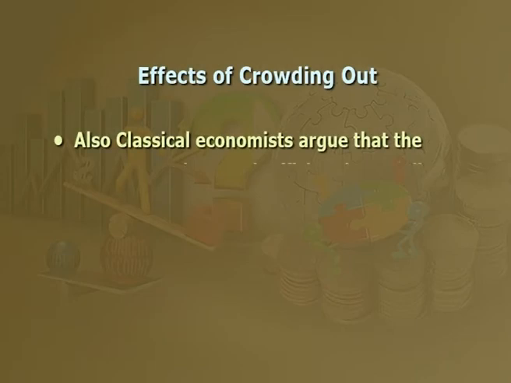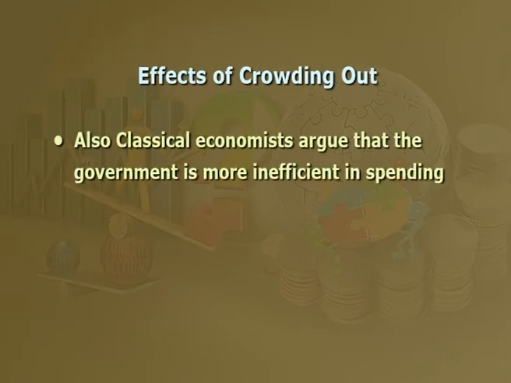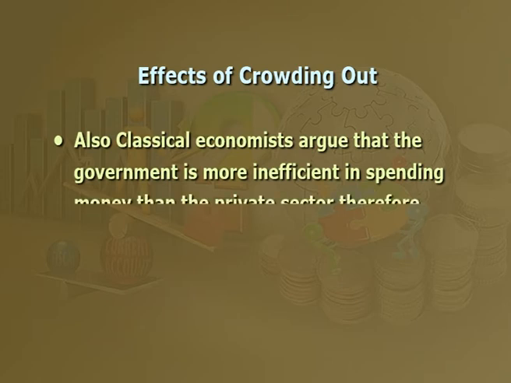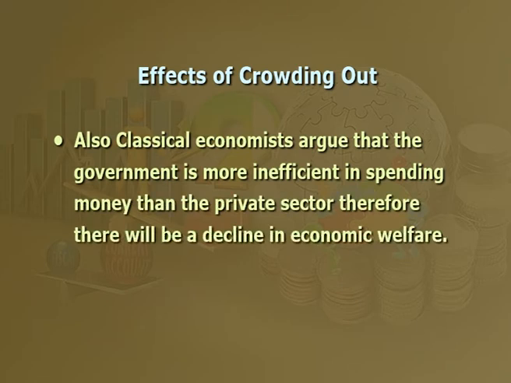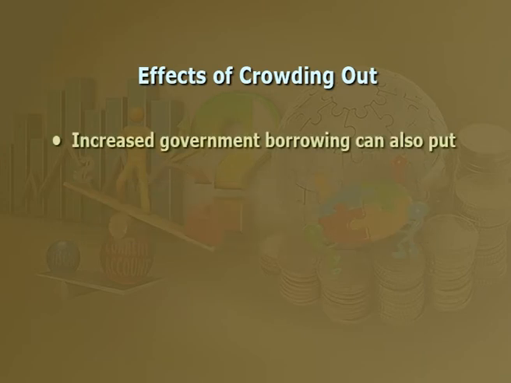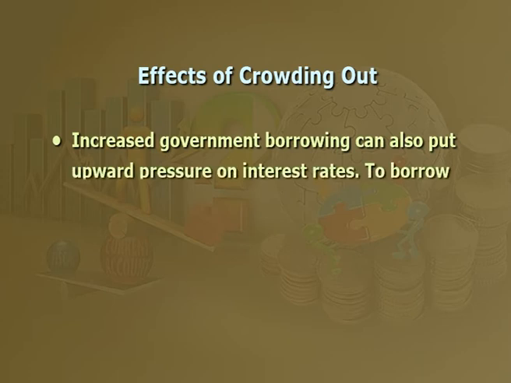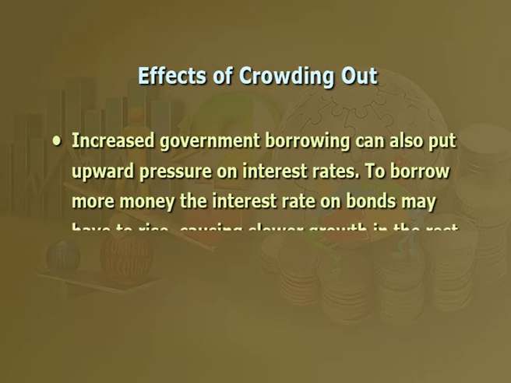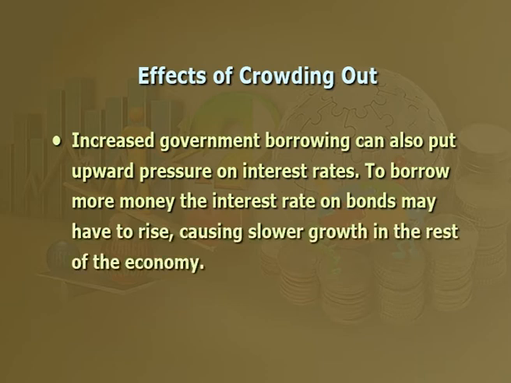Also, classical economists argue that the government is more inefficient in spending money than the private sector. Therefore, there will be a decline in economic welfare. Increased government borrowing can also put upward pressure on interest rates. To borrow more money, the interest rate on bonds may have to rise, causing slower growth in the rest of the economy.